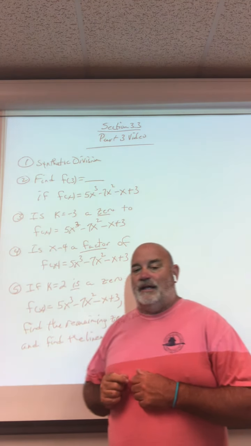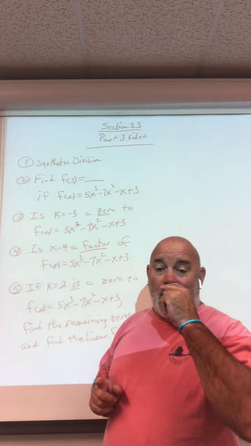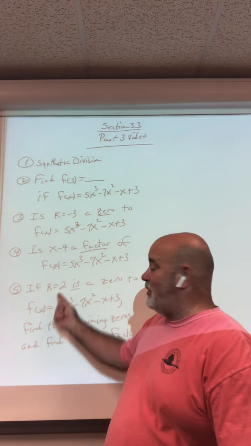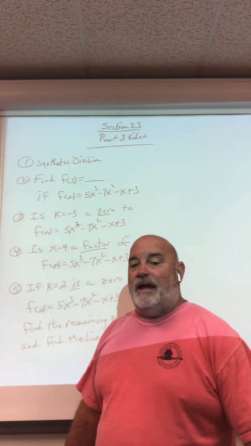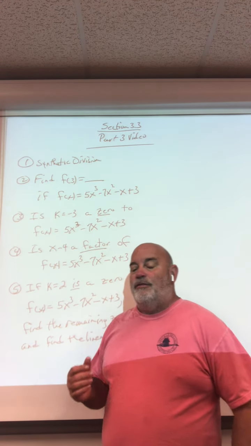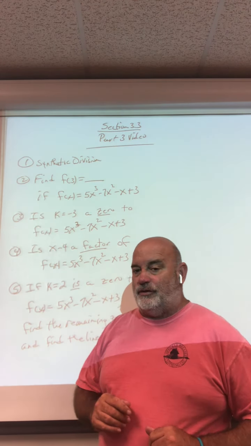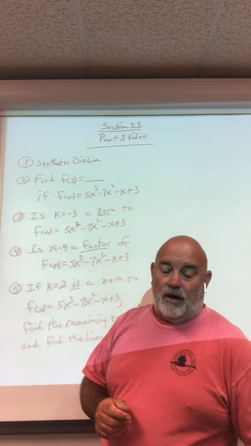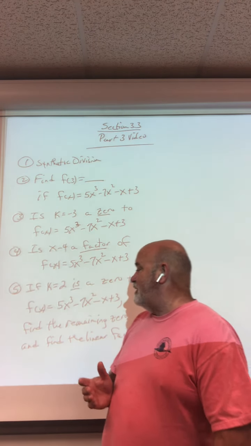And we did one like this. But after you do synthetic division with this number and you get a remainder of 0, how do you find the remaining two factors or the remaining two zeros? What you do is this.